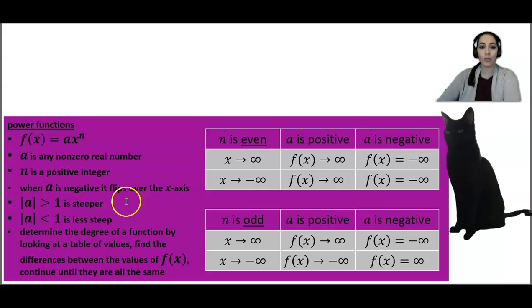When you take the absolute value of a and it's greater than 1, it's going to be steeper than your parent function. If the absolute value of a is less than 1, it will be less steep than your parent function. And to determine the degree of a function by looking at a table of values, you're going to find the difference between the values of your f of x and continue this until they are all the same. If n is even, you would use this chart here. If n is odd, you would use this chart here to figure out end behavior.